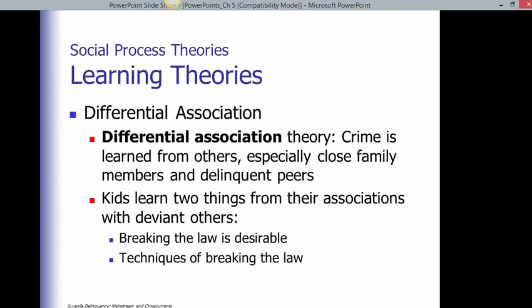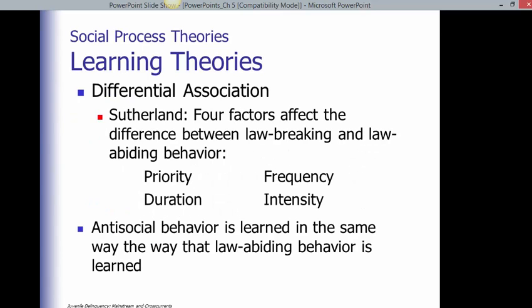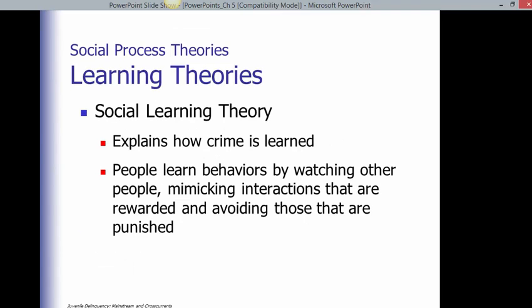Learning theories. Differential association theory. Crime is learned from others, especially close family members and delinquent peers. Kids learn 2 things from their association with deviant others: 1, breaking the law is desirable, and 2, techniques for breaking the law. Sutherland said there are 4 factors that affect the difference between law-breaking and law-abiding behavior, and they are priority, duration, frequency, and intensity. Antisocial behavior is learned in the same way that law-abiding behavior is learned.